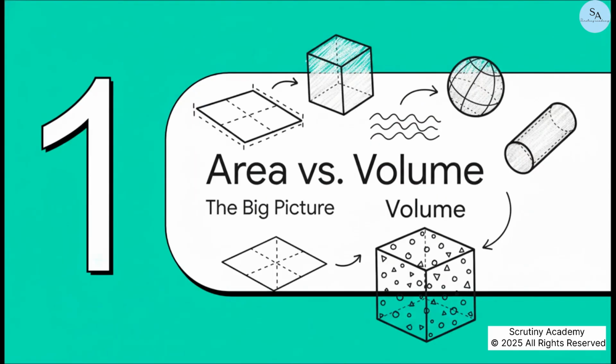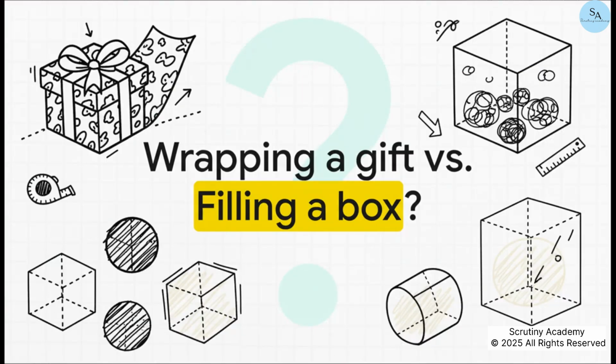All right, first things first, let's get a handle on the most fundamental idea in this whole chapter. What is the actual difference between surface area and volume? I promise, if you nail this concept, everything else is going to fall right into place. Let me ask you a really simple question to get us started. What's the difference between wrapping a gift and filling that same gift box? I mean, one is all about covering the outside, right? And the other is about how much stuff you can cram inside. That idea, right there, is the heart of this entire chapter.